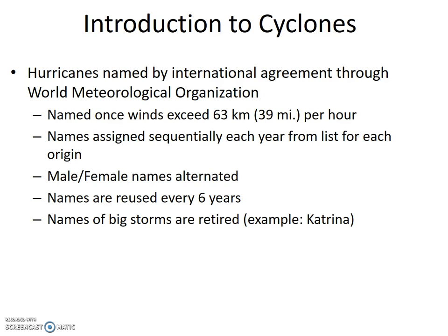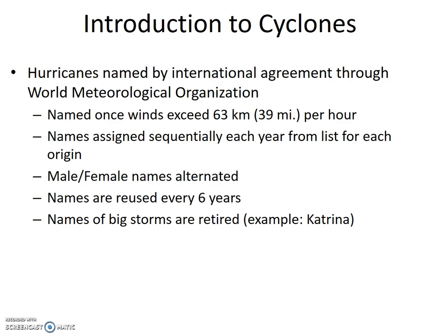Hurricanes are named by international agreement through the World Meteorological Organization. They are named once winds exceed 63 kilometers, 39 miles per hour. Names are assigned sequentially each year from a list for each origin, with male-female names alternated. Names are reused every 6 years, and the names of big storms get retired.